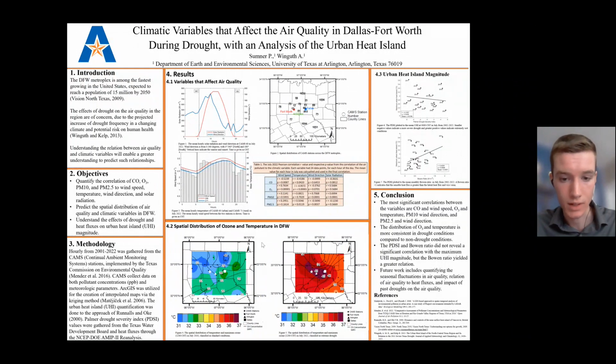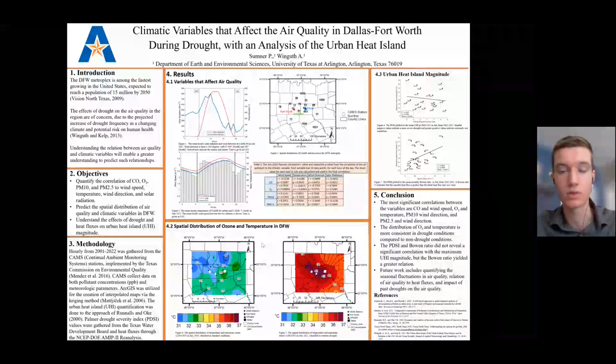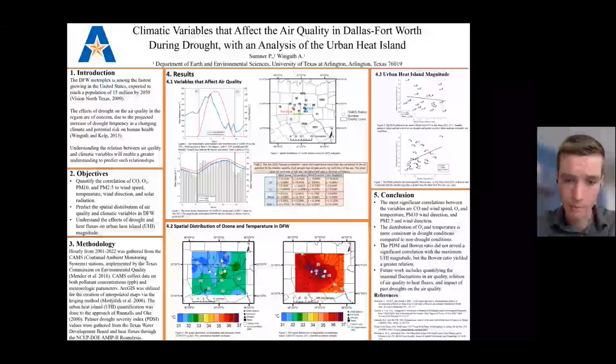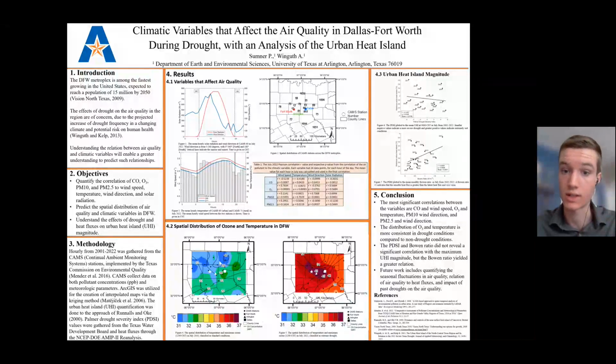And this is the spatial distribution of ozone and temperature in the DFW Metroplex, and this is done at 12 o'clock noon, because ozone has the highest concentration then due to it being a photochemical reaction. This is in July of 2010, which is a very standard year, and we have higher temperatures in the southeast, but as we go north, the temperatures decrease, but the ozone concentration increases.